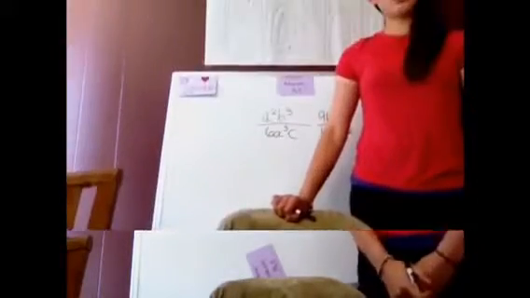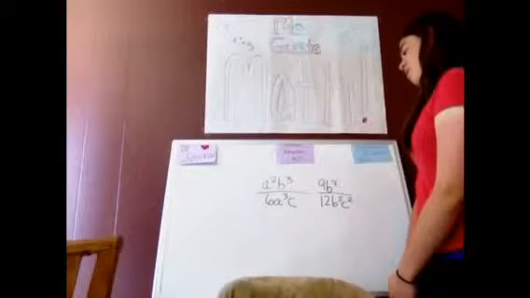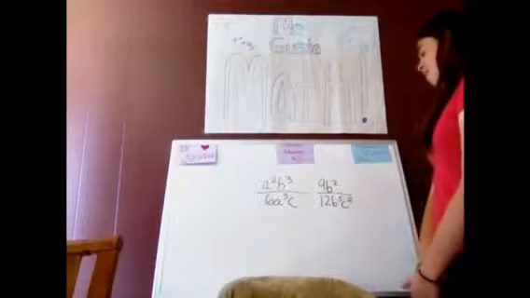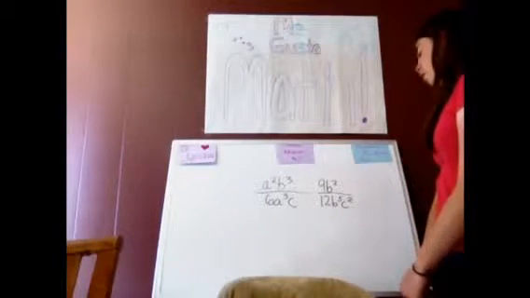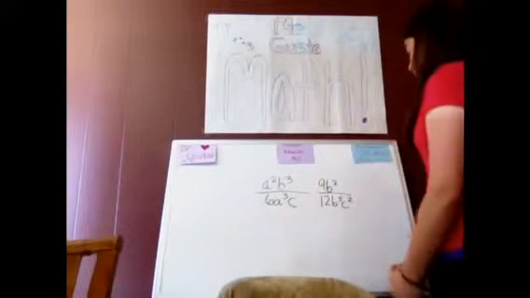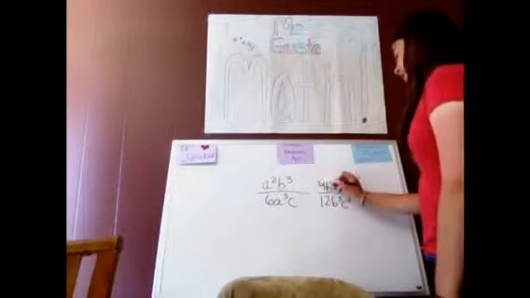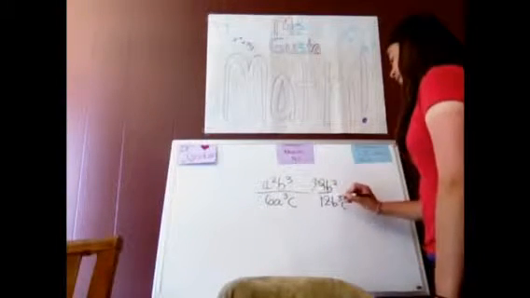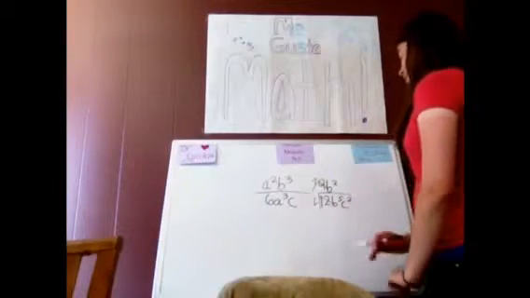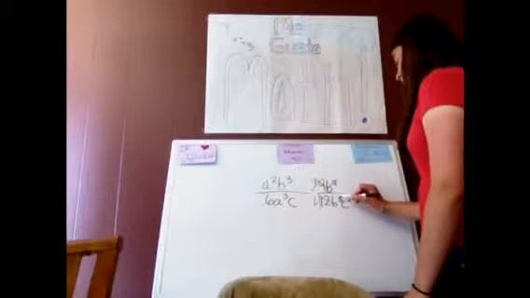Great job. Let's try another one. In this example, we have a squared b cubed over 6a cubed c times 9b squared over 12b to the 5th c squared. What do we do? We see that both 9 and 12 can be divided by 3. 9 divided by 3 is 3, and 12 divided by 3 is 4. We also see that b squared and b to the 5th both have b squared in common. Change this exponent to a 3.